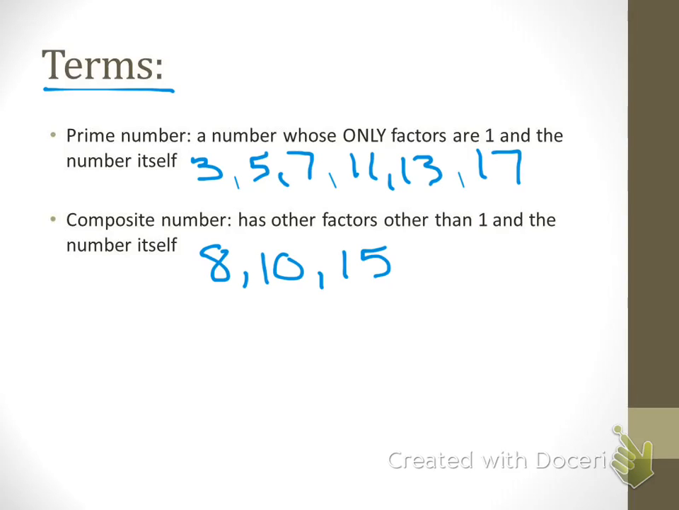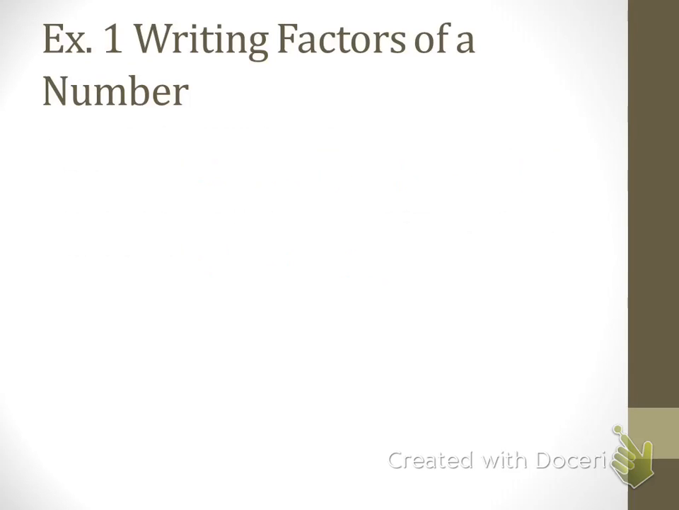You don't have to write down all of those examples of numbers, just as long as you get the main concept. All right, so in example 1, we're listing the factors of a number. Let's take the number 36. We always want to start with 1 and the number itself. So we have 1 times 36.